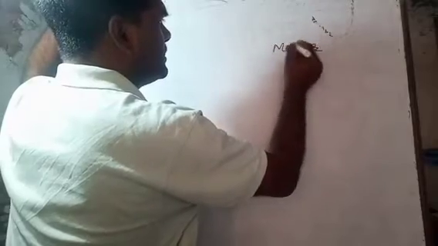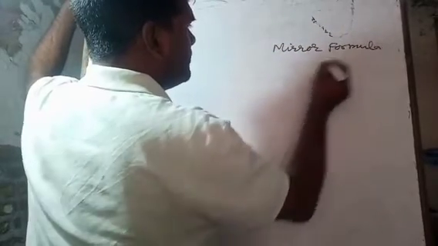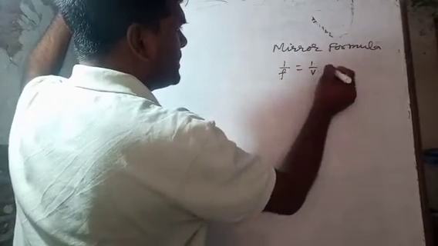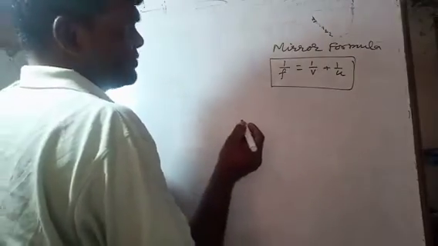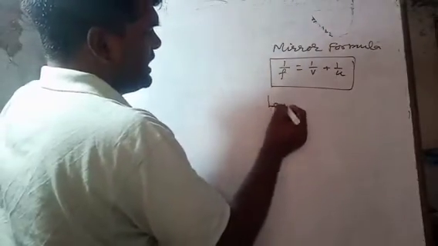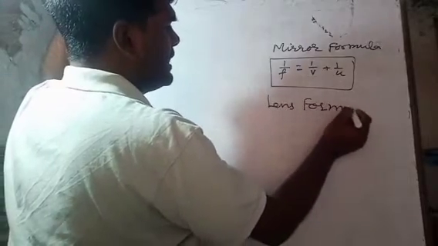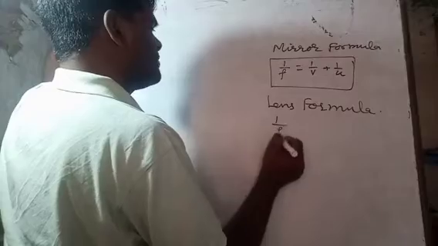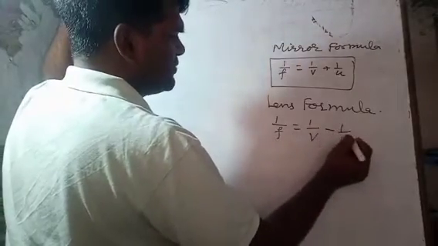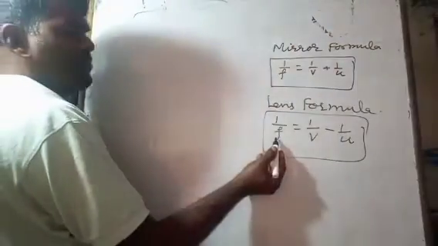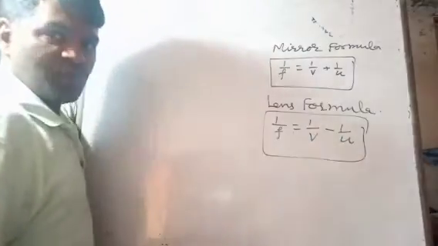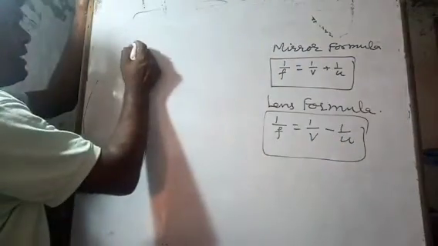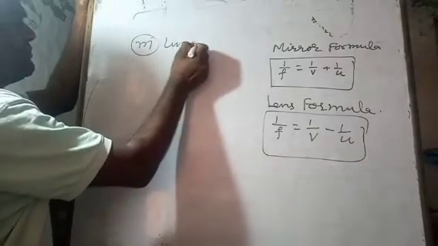So first thing, you should remember the mirror formula. The mirror formula was 1 by v plus 1 by u. We have already discussed in one video the numerical problems based upon the mirror formula and linear magnification. Then it was the lens formula and linear magnification. For the lens formula there is a little change: 1 by v minus 1 by u, where f is the focal length of the lens, v is the distance of the image, and u is the distance of the object.